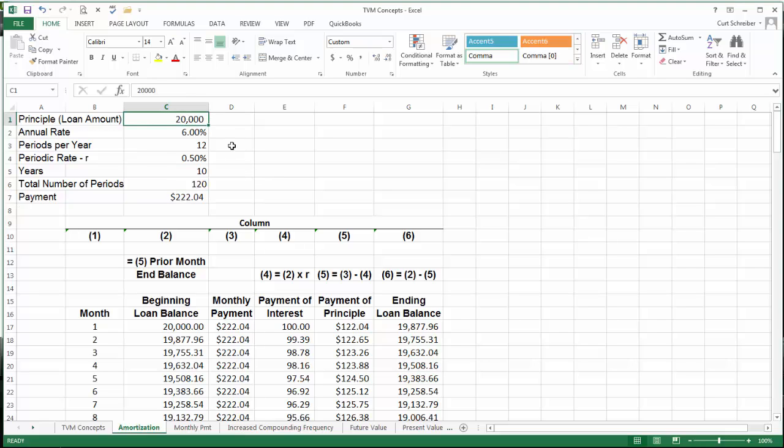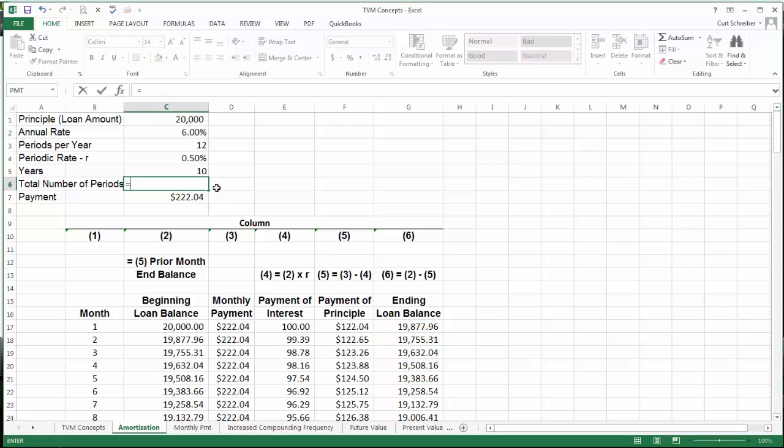Let's say that we have a $20,000 student loan. At this time, the interest rates on student loans are at about 6%. A student loan payment is monthly, so you would have 12 payments or 12 periods per year. The monthly interest rate would be equal to the 6% divided by the 12 periods per year. So the monthly interest rate is equal to 0.5% in this case.